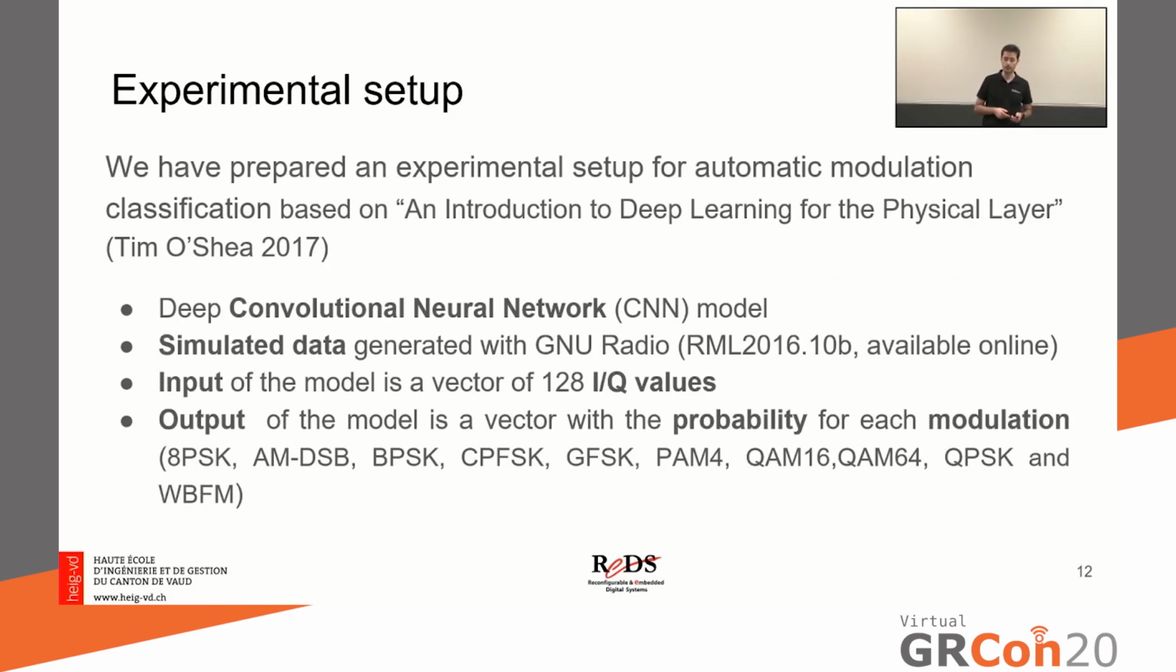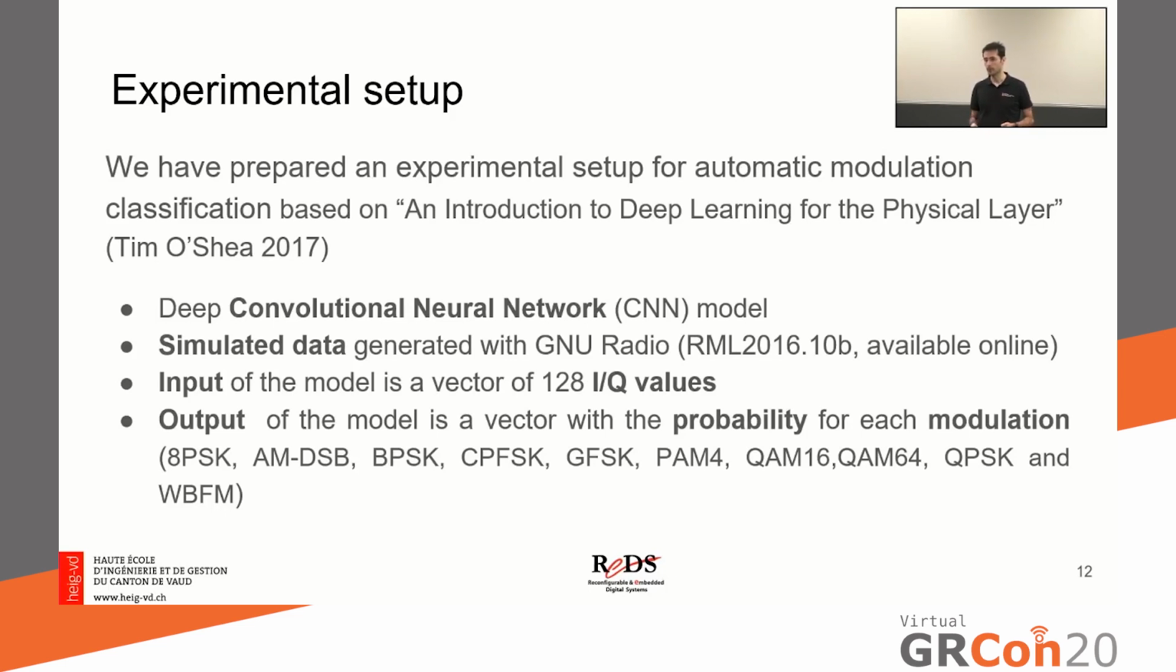So now we have prepared a small experiment to show the capabilities of our block. We have prepared an example for automatic modulation classification, which you can find in different places. We are using a paper from 2017 called An Introduction to Deep Learning for the Physical Layer by Timothy O'Shea, where he proposes using a deep convolutional neural network model for classification. You have the architecture of the model in the original paper. Then they use simulated data generated by GNU Radio for training. It's also available online, so you can download it.